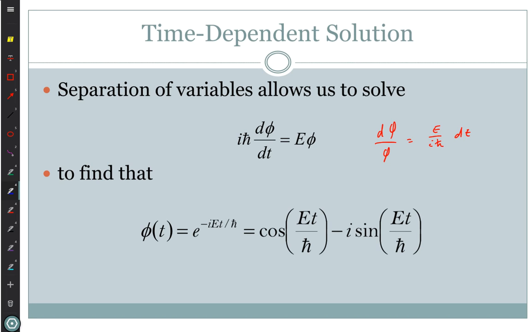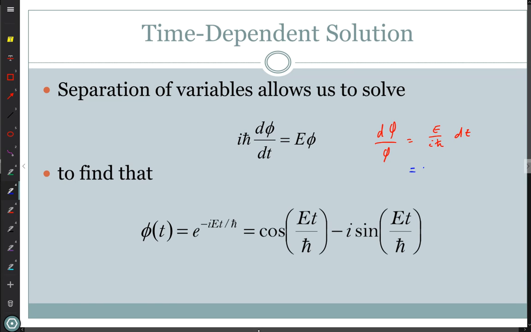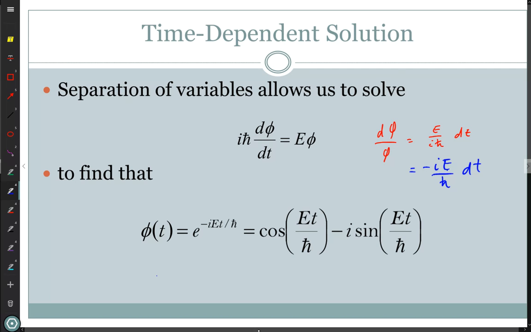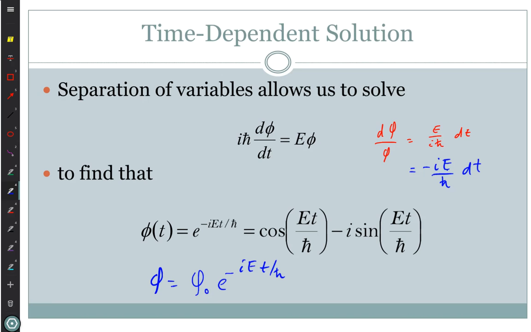It's negative I. Because if we multiply top and bottom by I, we would have I over I squared, but I squared is minus 1, minus I. So another way of writing this is equals minus I E over H bar dt. So you integrate both sides, and you're going to get an equation that says psi equals, I didn't put a constant here, but it could have any constant out front. So that's the solution you get for that time variation portion.